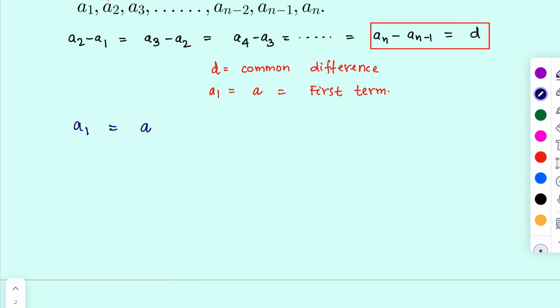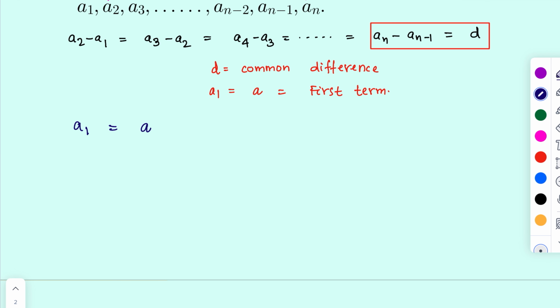Similarly A2 is the second term, we write it as A plus the common difference D. You see A2 minus A1 is equal to D. और A1 plus D is equal to A2 and A1 is equal to A.